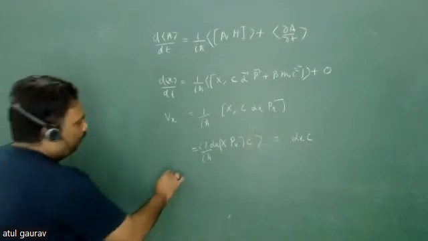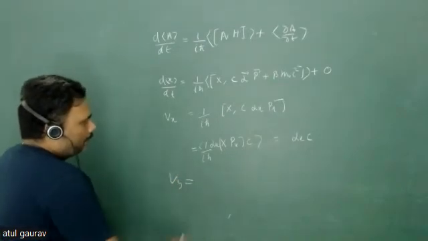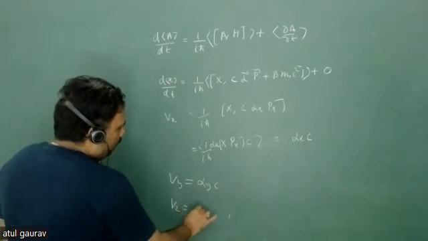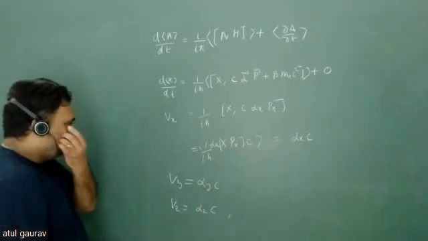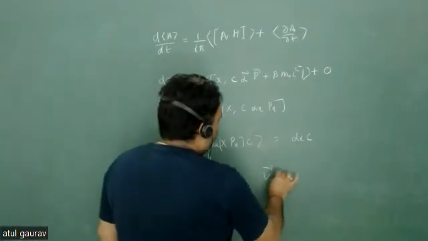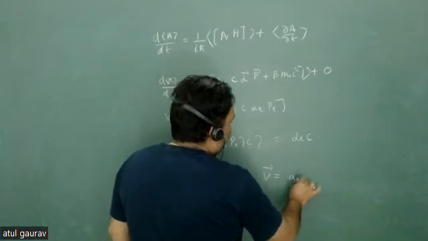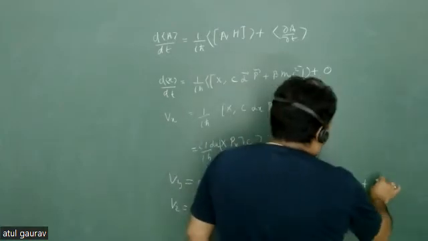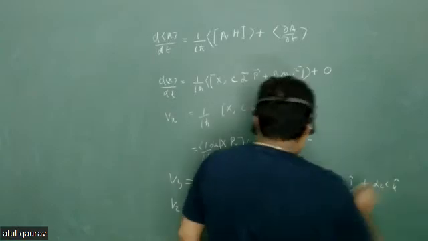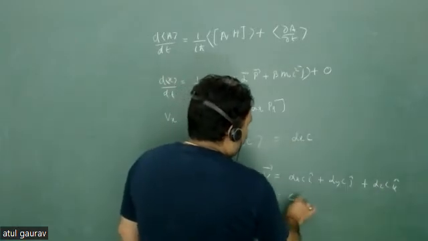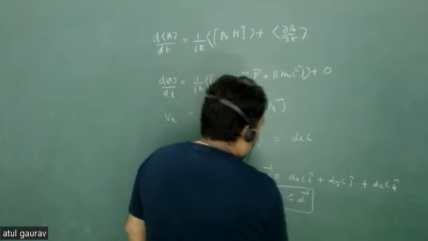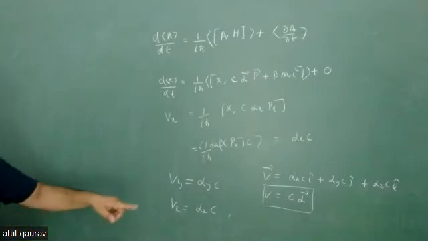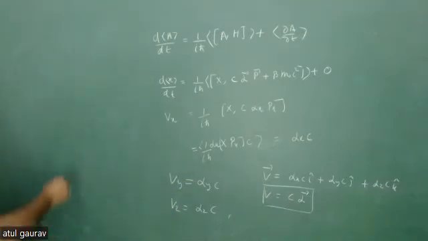Similarly, we can get Vy, which is alpha y c, and Vz, which is alpha z c. So what is my velocity vector? My velocity vector is alpha x c in i cap, alpha y c in j cap, plus alpha z c in k cap. So you have c alpha vector, and this will be your velocity vector.